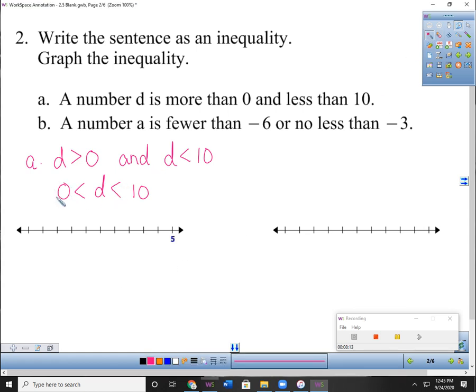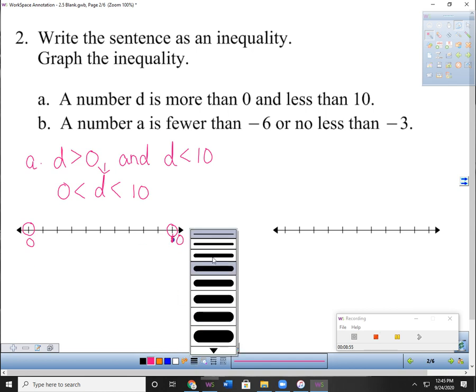Alright? So I'm going to go to 0, and I'm going to have an open circle. So I'm going to put 0 way down here. I erased my 5 there. 1, 2, 3, 4, 5, 6, 7, 8, 9, 10. So on 0, I look at that inequality symbol right next to 0. It's going to be an open circle. I go to 10. I look right there at that inequality symbol, and that is open. And since it's an and, I have to think that this is the part that is in between 0 and 10, so I shade in between.